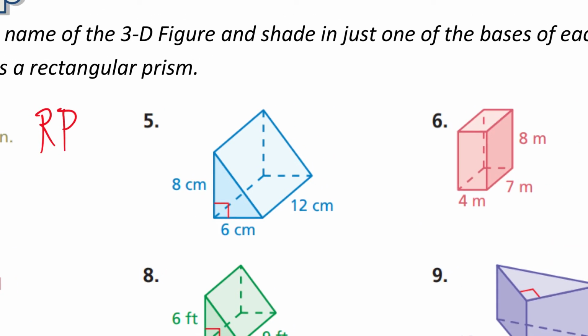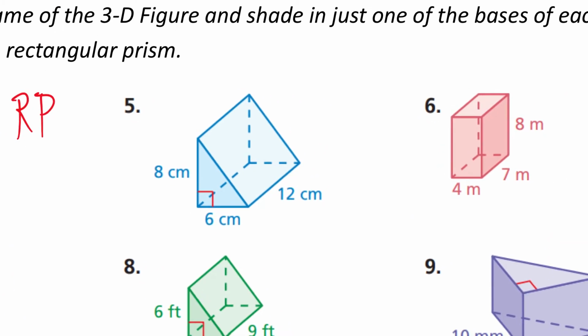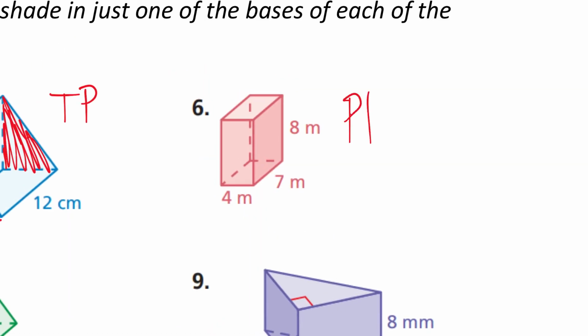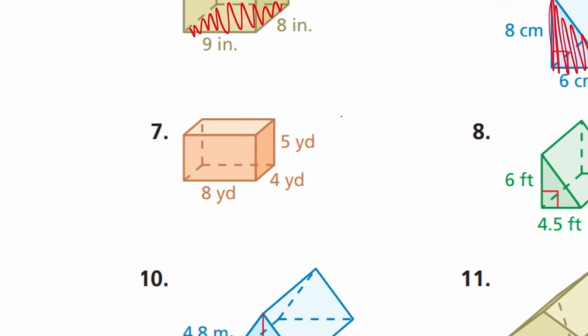Okay, number 5, what is this thing? Triangular prism. So here's one of the bases, and here's one of the other ones. Okay, number 6, this is a rectangular prism. Here's one of the bases, here's the other base. Okay, number 7, rectangular prism. Here's one of the bases, here's the other base.